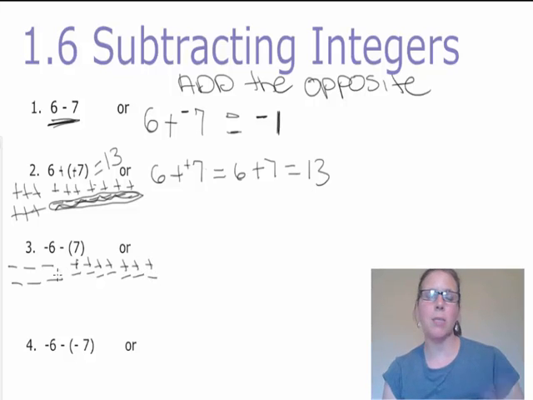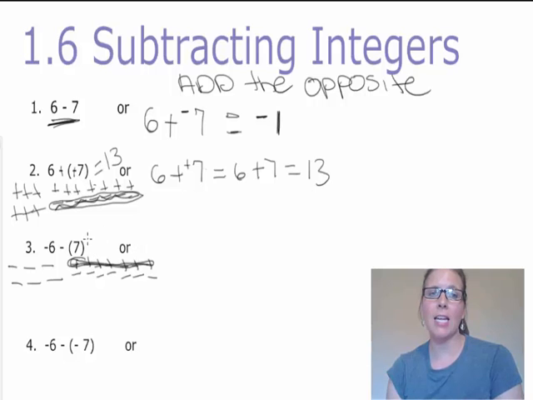Okay, remember you can add as many 0 pairs as you want because you're just adding 0. But so for this, we would add 7. Okay, so negative 6, take away positive 7. So we're taking away those positives. And now you're left with negative 13. Okay, because this is the same as negative 6 plus a negative 7.